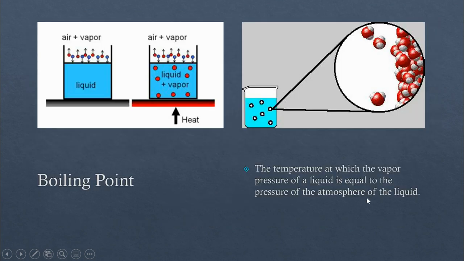The boiling point is the temperature at which the vapor pressure of a liquid is equal to the pressure of the atmosphere of the liquid. So here we have the pressure of the atmosphere pushing against the liquid. So even though these surface particles are able to vaporize, the particles in the liquid are not able to become a gas. But when we add heat, we're adding energy to these particles, and now these particles within the liquid can become gas. So when you see bubbles forming when you boil a liquid, for instance if you boil water, the bubbles are actually water vapor, the water particles spreading apart.